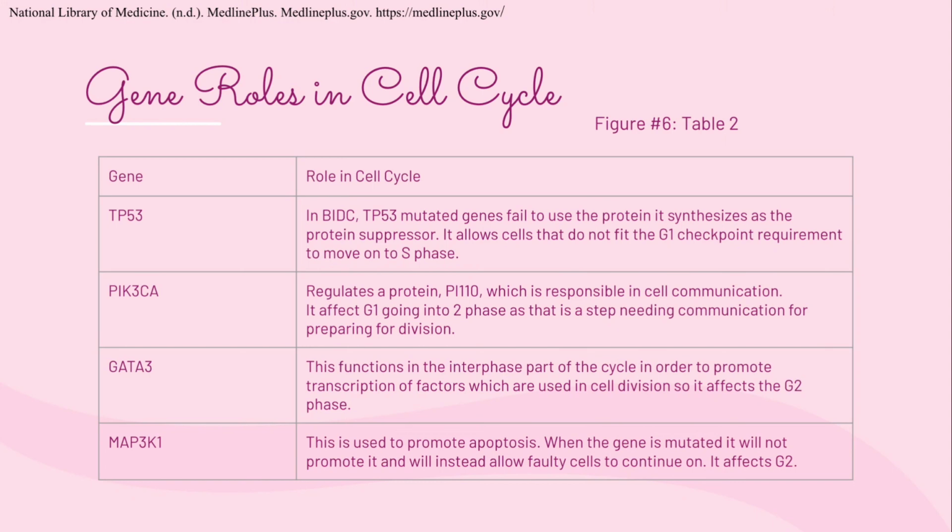MAP3K1, this gene promotes apoptosis similar to TP53, and when this gene is mutated, it won't promote it, which means faulty cells will still be able to go on, and this is usually around the G2 phase.